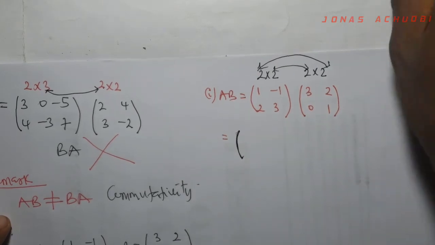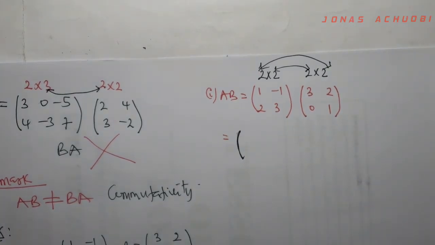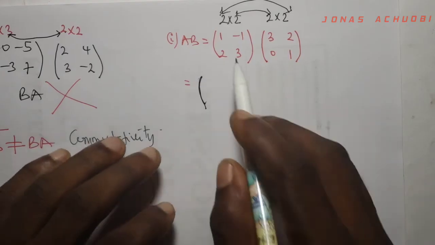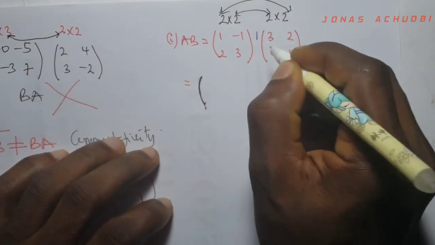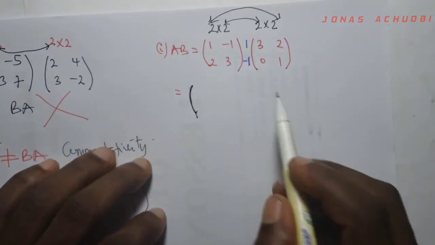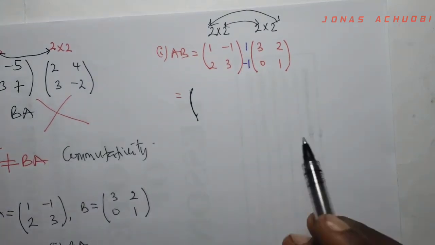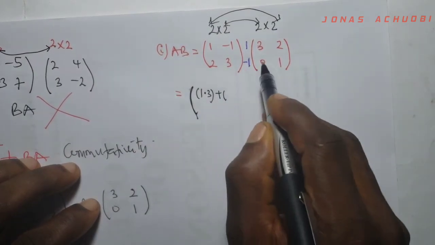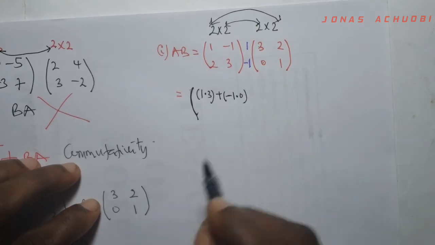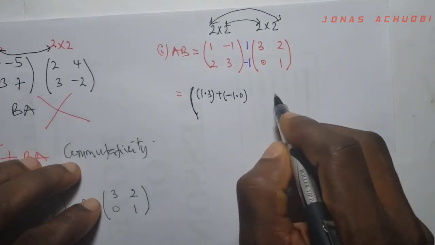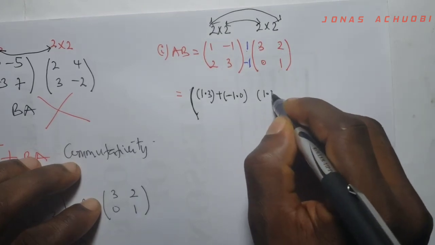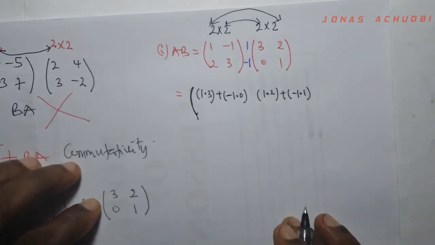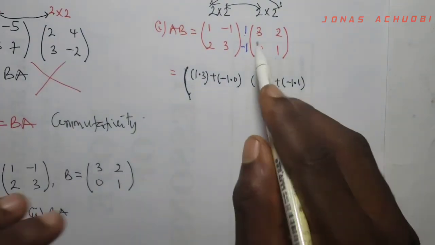I write out. So we use the first row of matrix A, which is 1 and -1, to multiply every column of matrix B. So the first row of our first matrix, we put it here, 1 and -1. Then multiply. So now 1 times 3 plus -1 times 0. Move to the next column. So we also move 1 times 2 plus -1 times 1. We are done with the first row now, since we have exhausted the columns.